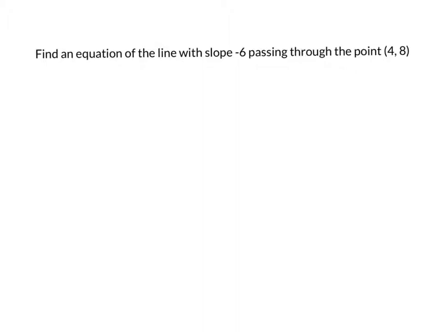Before I write it down, think to yourself, what is the formula for the point-slope form of a line? You can think about it. Pause the video if you have to. And what we get is the form: y minus y1 is equal to m times x minus x1.